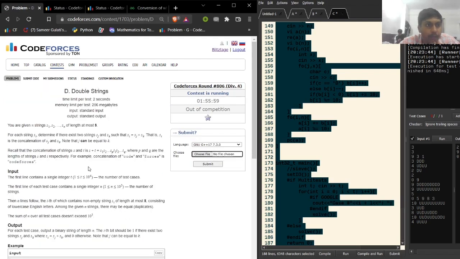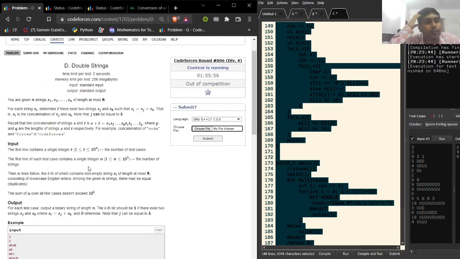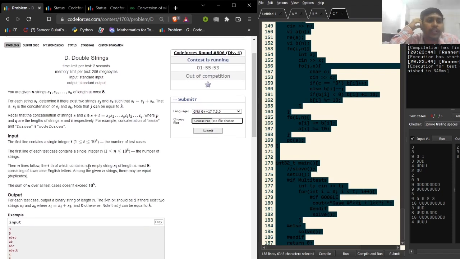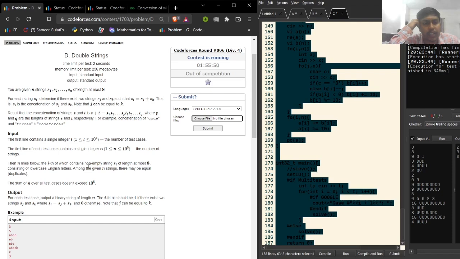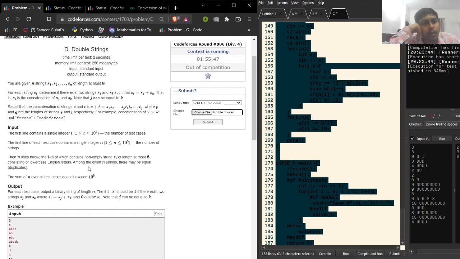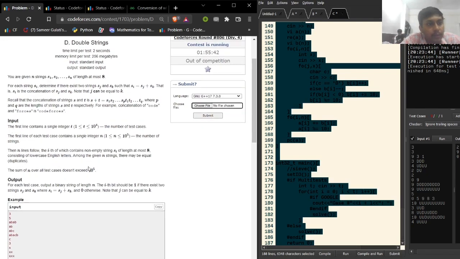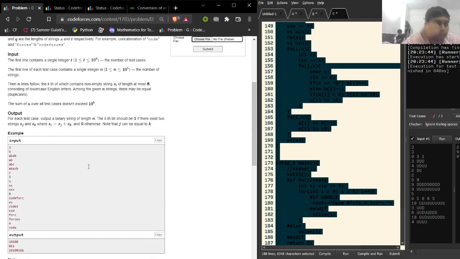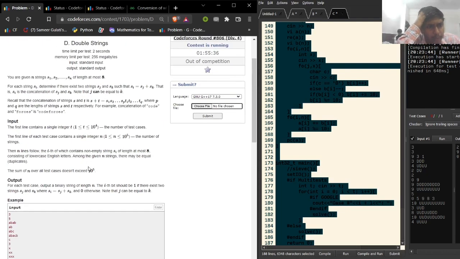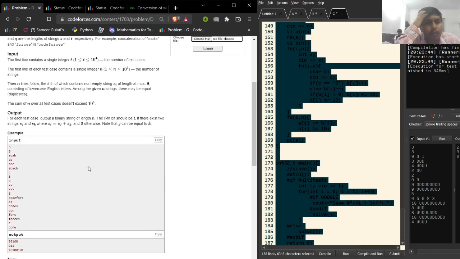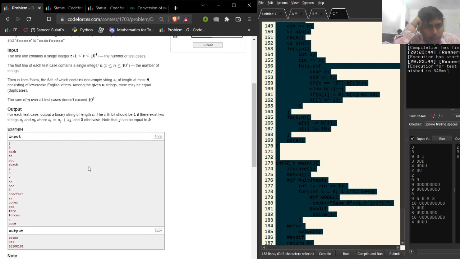Double strings. You are given n strings, s1 to sn of length at most 8. For each string, determine if there exist two strings sj and sk such that si equals sj plus sk. Note that j can be equal to k. Okay, that is good. So I have to print yes or no? Okay, so for any string, if it is representable as a sum of two strings, then you say 1, otherwise you say 0. Okay, sounds interesting.